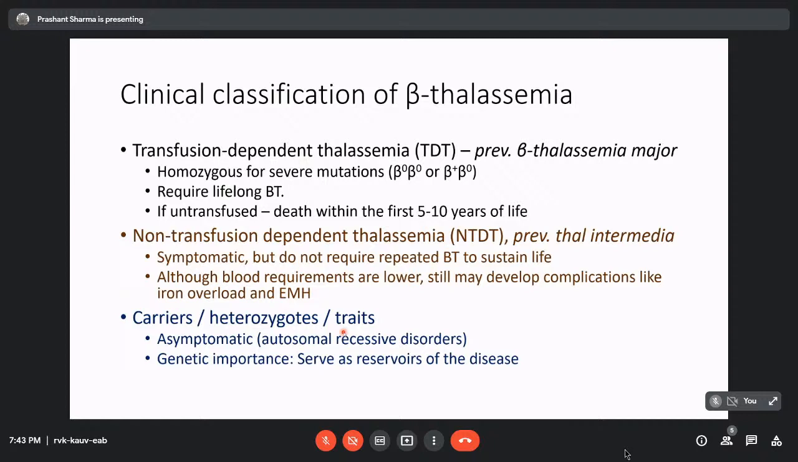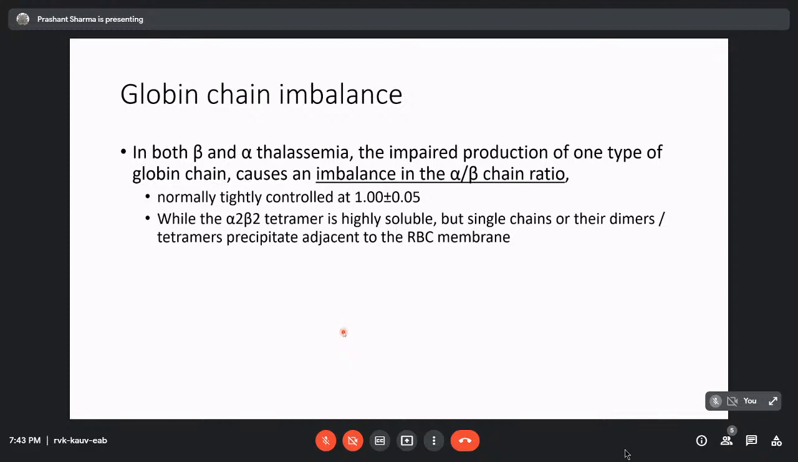Now, the primary event that happens in the symptomatic thalassemias is a globin chain imbalance. What happens in both beta and alpha thalassemia is that the impaired production of one type of globin chain is going to cause an imbalance in what is otherwise a very finely controlled alpha to beta chain ratio. This is normally kept at 1 plus or minus 0.05, but obviously if there's an underproduction, the opposite chain is going to increase in relative number. While the alpha 2 beta 2 tetramer, which is the adult hemoglobin, is a highly soluble molecule, single chains or their dimers and tetramers tend to precipitate adjacent to the RBC membrane. This phenomenon is worse for alpha tetramers than it is for beta tetramers. So for an equivalent genetic defect, the beta thalassemia with an excess of alpha chains is going to be clinically worse.